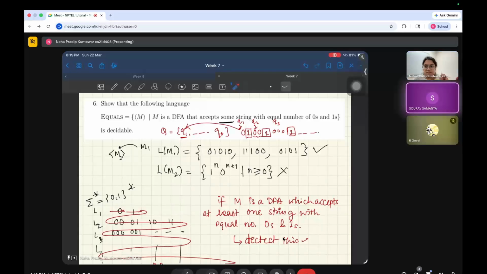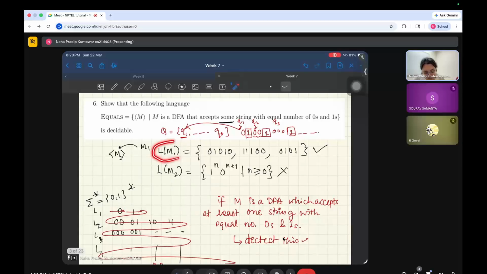Okay, so you are given an encoding of a machine M such that M is a DFA and it accepts some string which has an equal number of zeros and ones. This is something we were looking at. For example, this particular string does not have an equal number of zeros and ones, whereas there is one string, 0101, where there are equal numbers of zeros and ones.